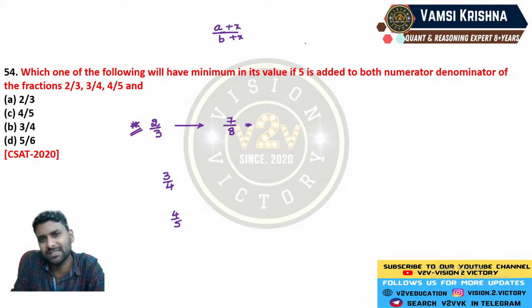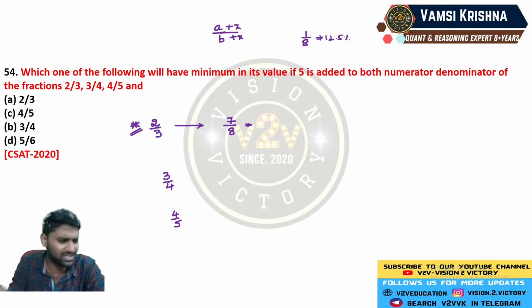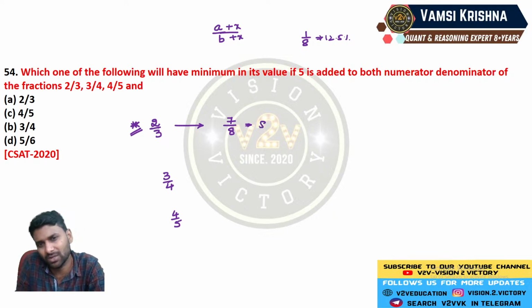Now you already know that 1 by 8 is equal to 12.5 percent. You just convert it into percentage. You already know all the conversions. 7 by 8 is exactly equal to 87.5 percent. Again, 3 plus 5 over 4 plus 5, 8 by 9, is exactly equal to 88.88 percent. Now 9 divided by 10 is equal to 90 percent.